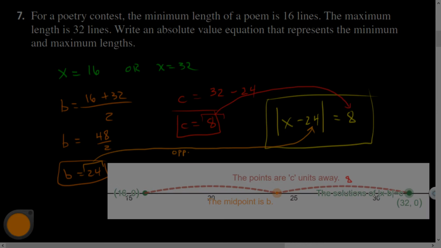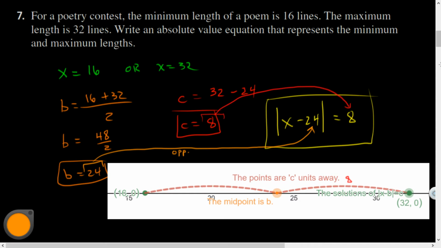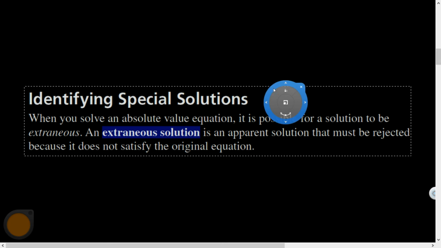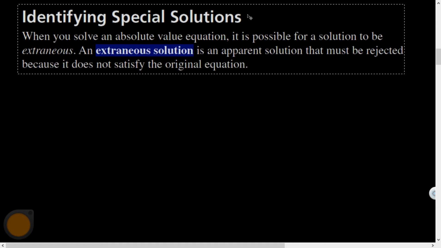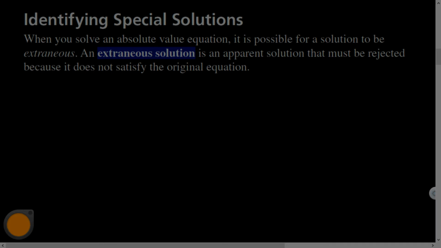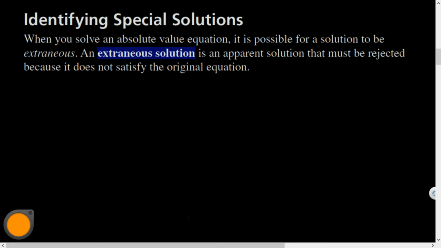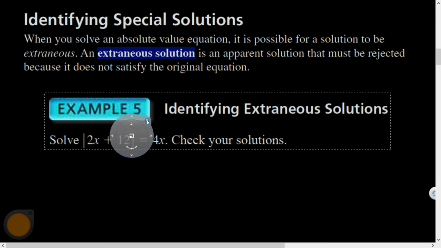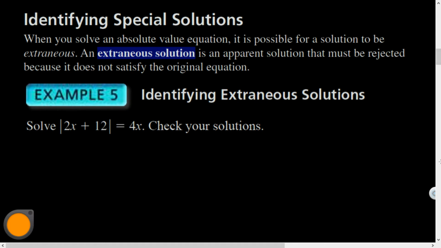Okay, last example. We're going to do example 5. So it turns out, and we saw this earlier as well, sometimes there's just no solution to some problems. And it turns out with absolute value equations, you might end up in a situation in which you have a false solution.